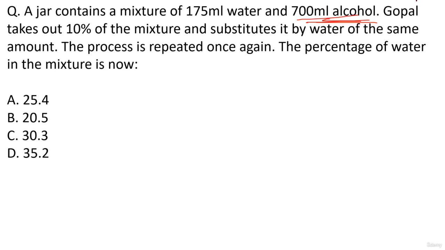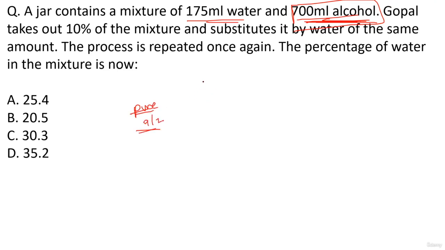So what will we do? We will assume that the base solution contains alcohol. Suppose the pure solution initially contained alcohol. We forget this part initially, that 175 ml was water and 700 ml was alcohol. If I say I take 100% pure alcohol, suppose pure alcohol 100%, right?